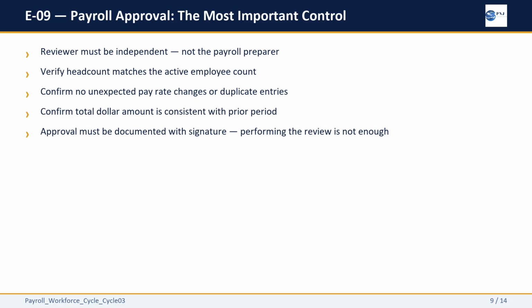Step E09 is the single most important control in the entire payroll cycle. Before any payment is released, someone who did not prepare the payroll must review the full payroll register. They are checking 4 things.